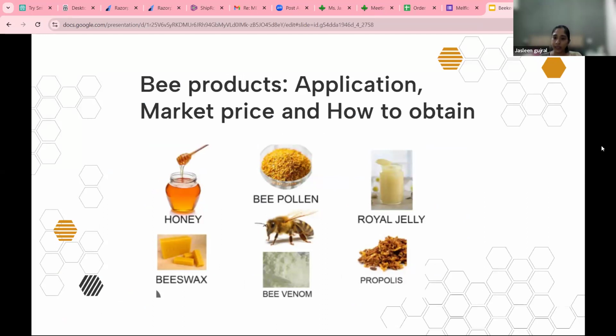Then the next topic is bee products. Honey is not the only product which we obtain from the bees. We have other products as well, and those are very beneficial to human health. First is the honey itself. Second is pollen. Pollen is the food which the bees bring with them when they visit the flowers. Then royal jelly, beeswax, bee venom, and propolis.